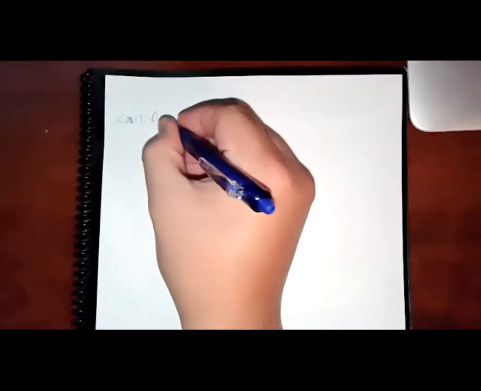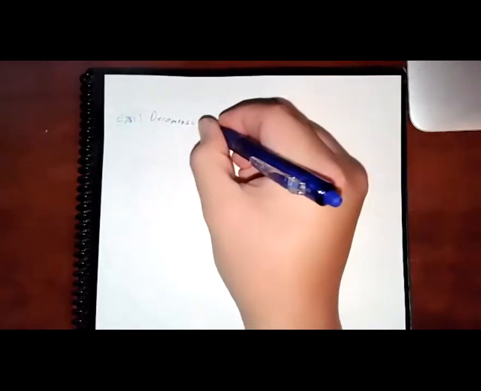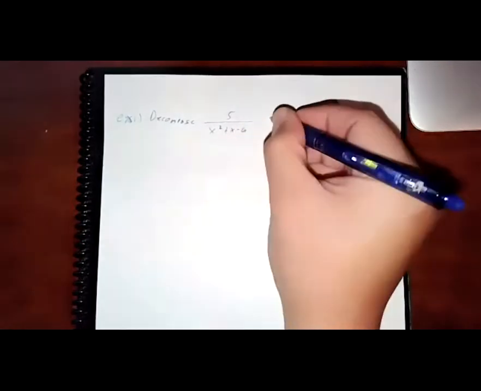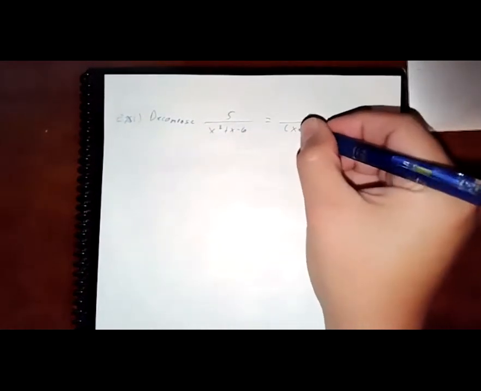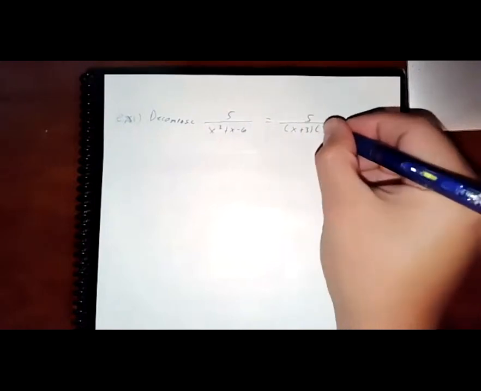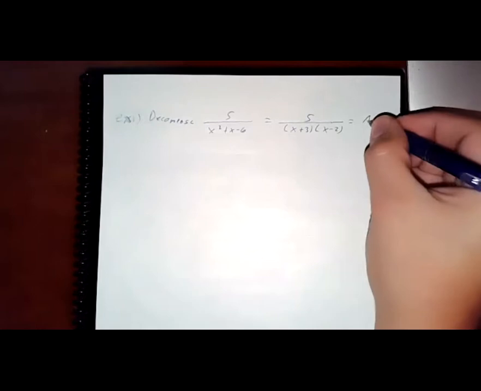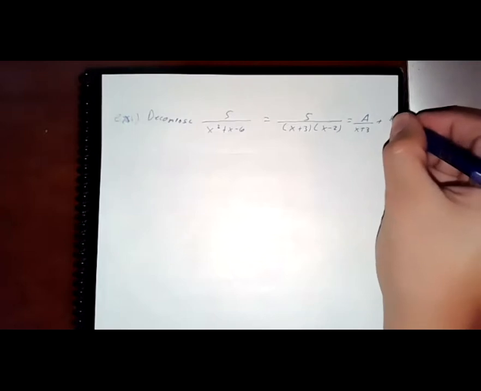Okay. So the first one we stopped right here. We said decompose this question: 5 over x squared plus x minus 6. And then we factored it and we got these guys using trial and error: x plus 3 and x minus 2, right? Then we use the case 1 to put a over the first one plus b over the second one.